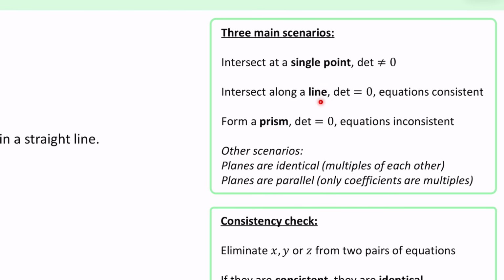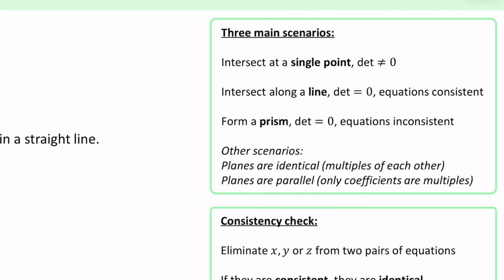If they intersect along a line, the determinant is 0 and the equations are consistent. If they intersect along a line, that actually means there is a solution. If they form a prism, the determinant is 0 but the equations are inconsistent. There is not a solution that would work for all of them. There's no place where it would work for all of them. There are some other potential scenarios.